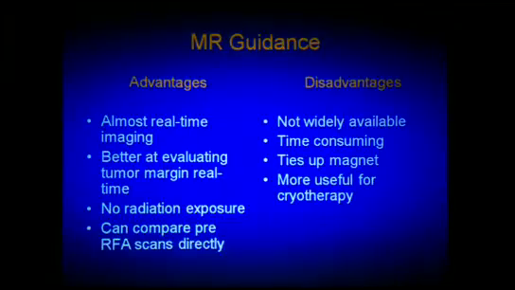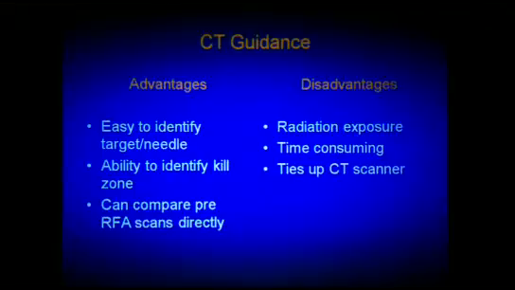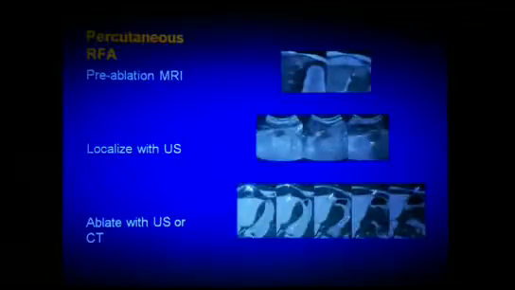It is almost real time. It's better than ultrasound in evaluating the margins. The advantage is there's no radiation exposure, but it can be time-consuming and can tie up the magnet. There are some probes, particularly with cryotherapy, that are MR compatible, which can be used if needed. We use CT guidance because it's easy to identify the target in the tissue, it's easy to identify the target zone, and although there is some radiation exposure, it's not that much more exposure than traditional radiation for the initial biopsy or CT fluoroscopic drainages or other things that we perform in radiology.